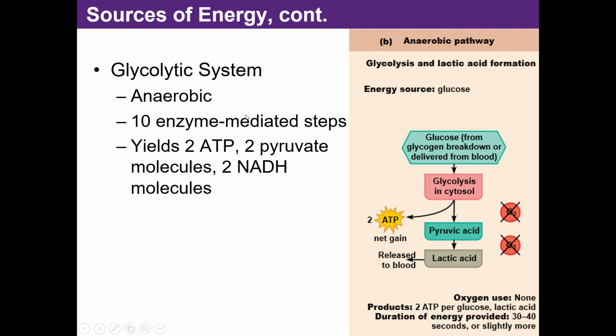But in the glycolytic system, key takeaways: it is anaerobic, so we don't need oxygen. In 10 steps, we can generate 2 ATPs. We also generate 2 pyruvates, and 2 NADHs, so those are the 2 hydrogens I was talking about. They're attached to NAD molecules.